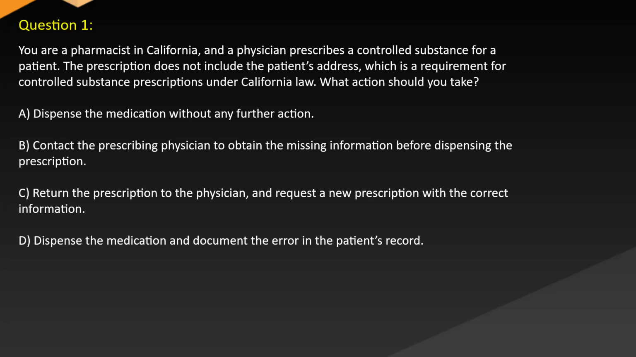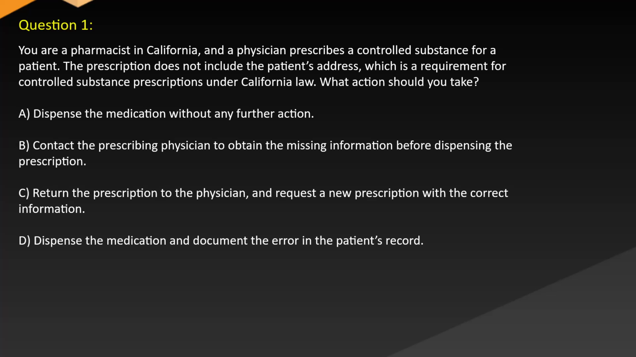Question 1. You are a pharmacist in California, and a physician prescribes a controlled substance for a patient. The prescription does not include the patient's address, which is a requirement for controlled substance prescriptions under California law. What action should you take?